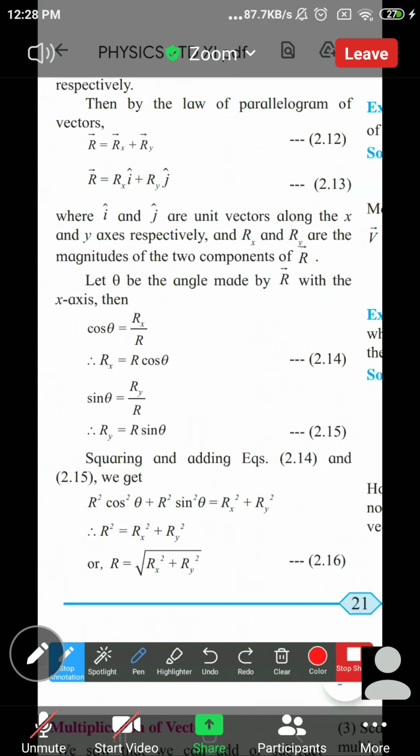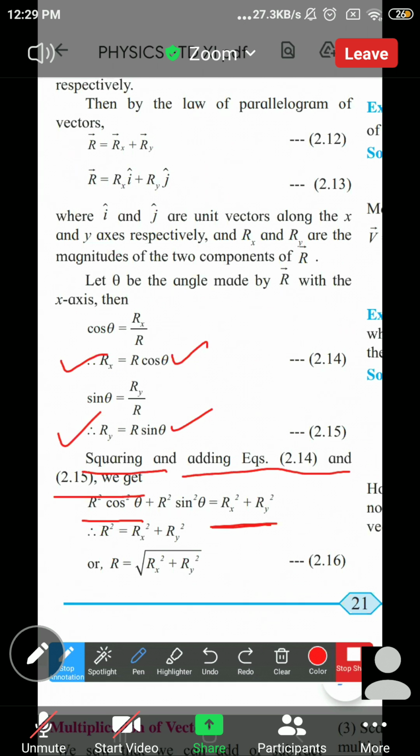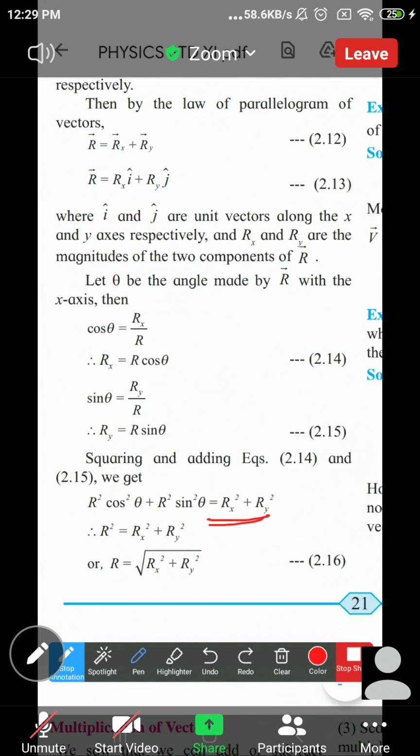Then we will get r square cos square theta plus r square sin square theta. ये साइड का स्क्वायर और एडिशन हो गया. r square cos square theta plus r square sin square theta, and then Rx square plus Ry square, means squaring and adding the equations. But here cos square theta plus sin square theta is 1. Hence on the left hand side there is only r square remaining, and on the right hand side Rx square plus Ry square is remaining.